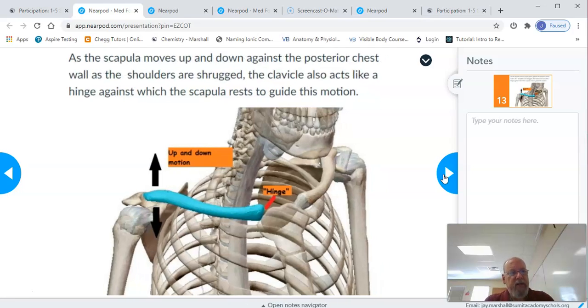The other is that as the scapula moves up and down against the posterior chest wall, the clavicle also acts like a hinge against which the scapula rests to guide this motion. So here we have the hinge, and there we'll have the clavicle moving up and down like that.